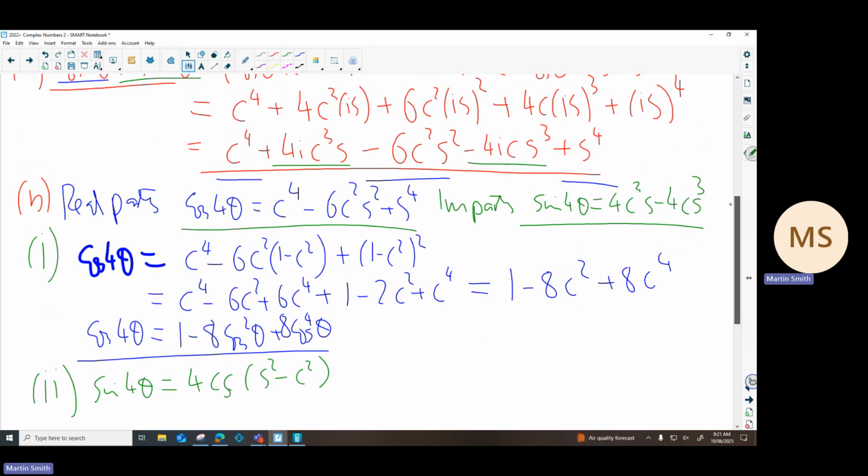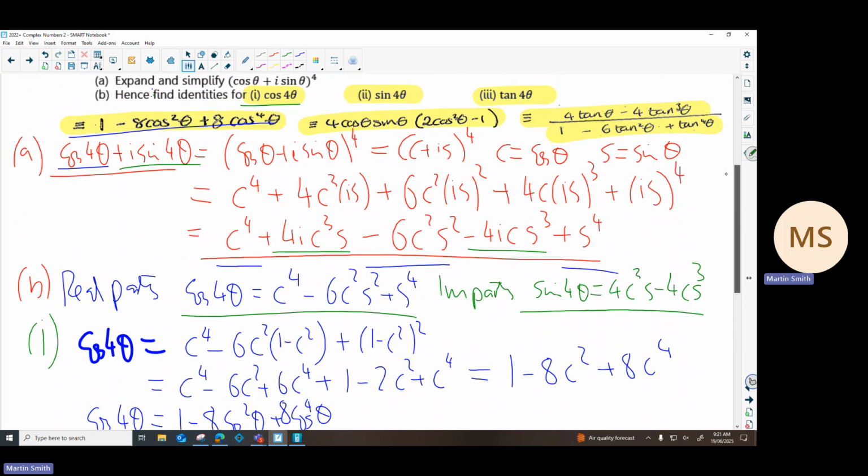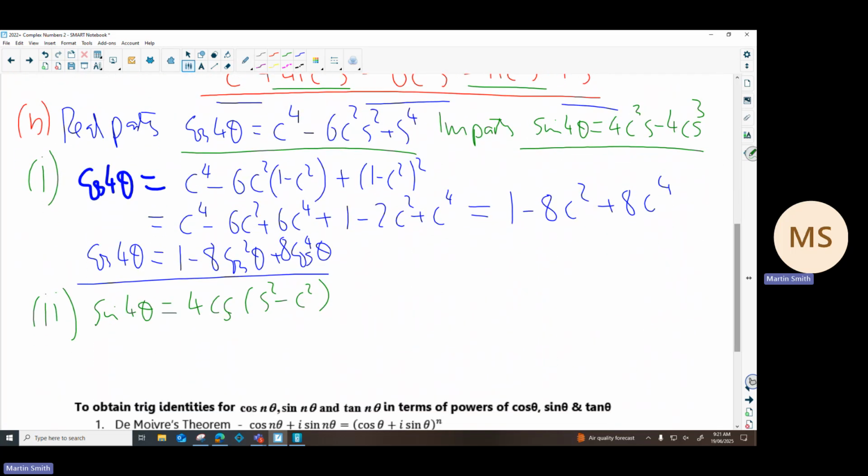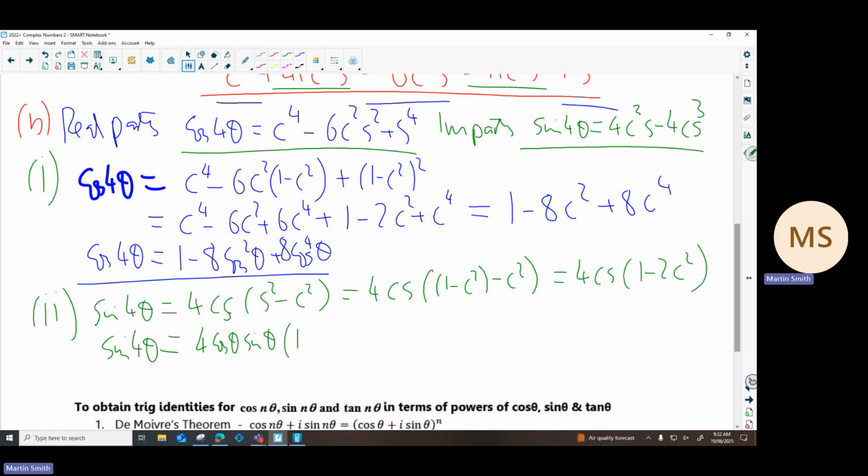The expression which I'm looking for has 2 cos squared minus 1 in it. So I'm going to get rid of the sine squared in front. So that's the same as 4cs into sine squared is 1 minus cos squared, take away cos squared, which gives me 4cs into 1 minus 2c squared. So that proves the formula for sine 4 theta. Sine 4 theta is 4 cos theta sine theta brackets 1 minus 2 cos squared theta. That's the formula I was looking for.